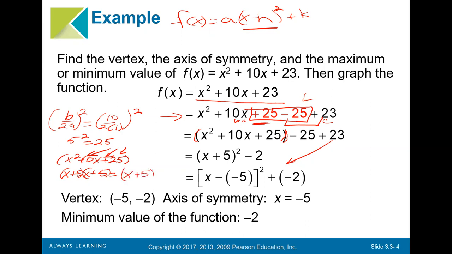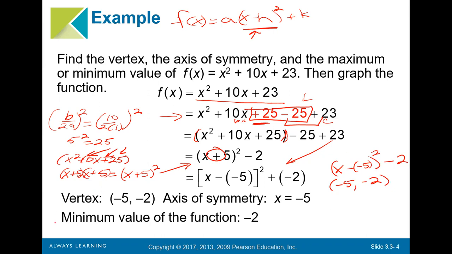Now I can rewrite it in this format, and that's where they get this part. So now I have x plus 5 all squared minus 2. Well, the formula said that it is x minus h. So what I'm going to do is break it down one more time. I'm going to say x minus the negative 5, because you agree negative times negative is positive. Voila. Minus 2. Now I know what my vertex is. My vertex is going to be negative 5, comma, negative 2.